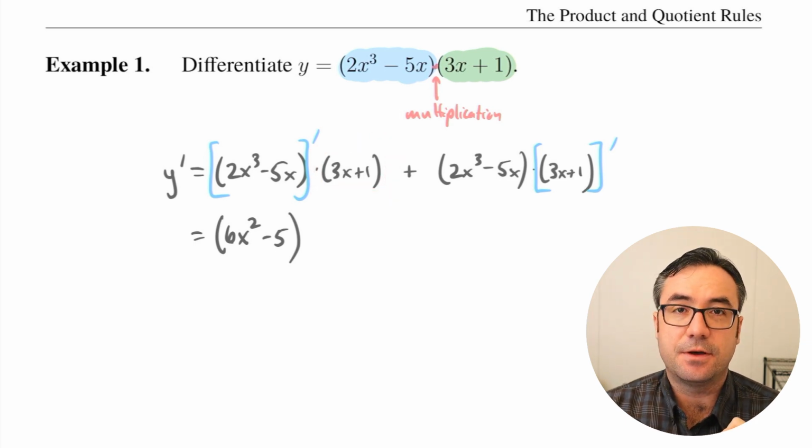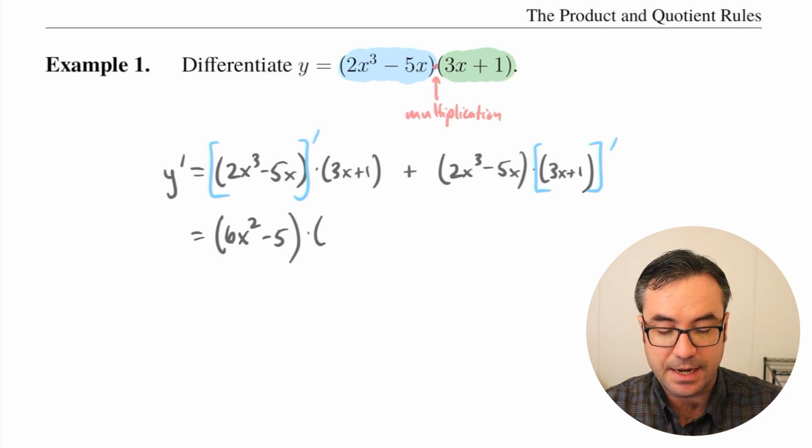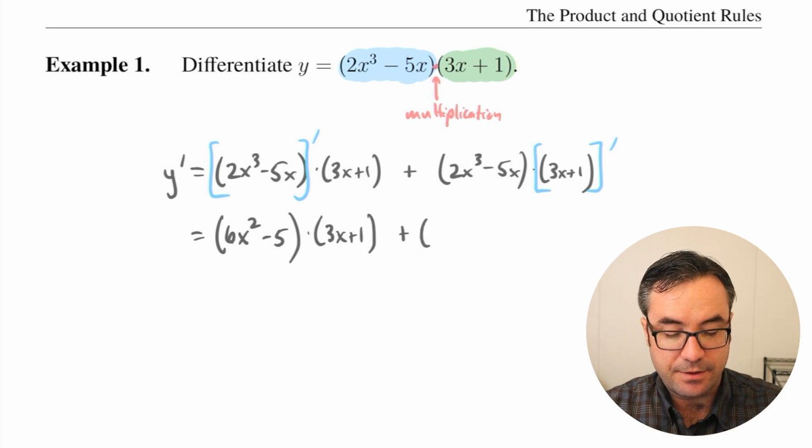This is outside the brackets, so we don't have to do anything there as well. So we're going to have times 3x plus 1. Then we have our plus sign. This is also outside brackets, so we don't have to do anything there. So we'll have our 2x cubed minus 5x.